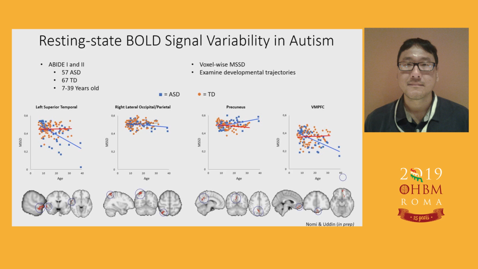So we saw that in this left superior temporal area, here in a right occipital parietal area related to the dorsal attention network, and then also in this ventral medial prefrontal cortex, part of the default mode. And interestingly, in the cuneus, precuneus part of the default mode, we saw the opposite pattern, where individuals with autism seem to increase in variability compared to this slight decline in typical individuals.